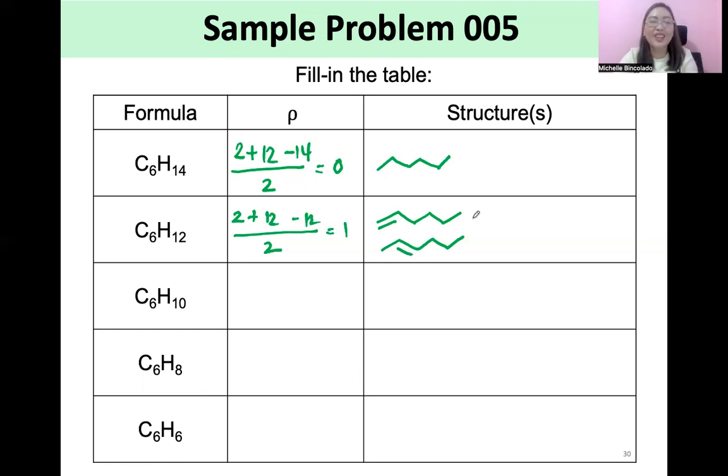Although later, when we move on to the topic of isomers, you will see that most of these are constitutional isomers, so you also have to enumerate how many are possible. But that is not always the goal. Our goal is to compare the decreasing number of hydrogens and the effect on the structure, and of course, to compute rho. Another possible compound here, guys, is the 6-membered ring, cyclohexane. Right? That is C6H12.